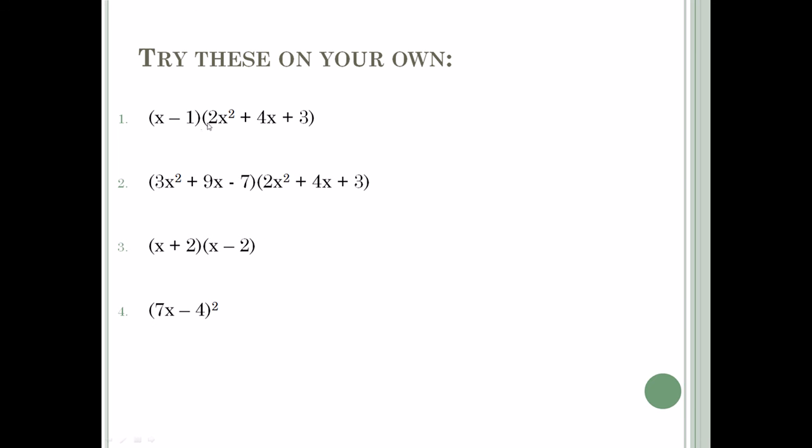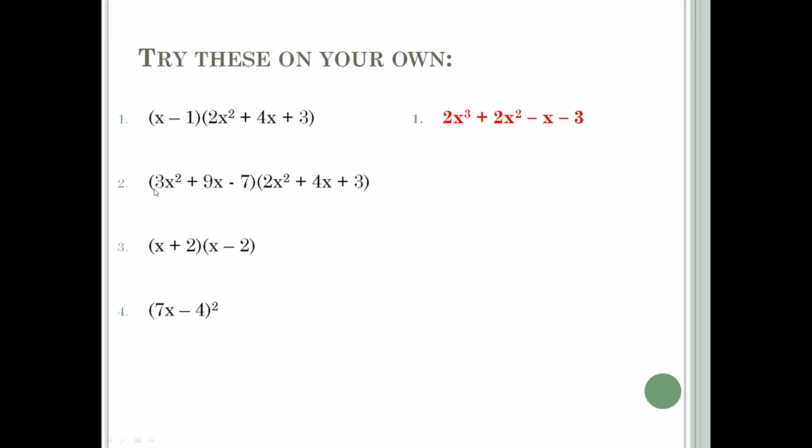Number 1. How'd you do? We had a binomial times a trinomial. Did you get 2x to the third power plus 2x squared, take away x, take away 3? All right, if my answers and yours don't match and you want to ask me about them, totally email me. If I messed up, yeah, I've done that before. It's okay. Just tell me.